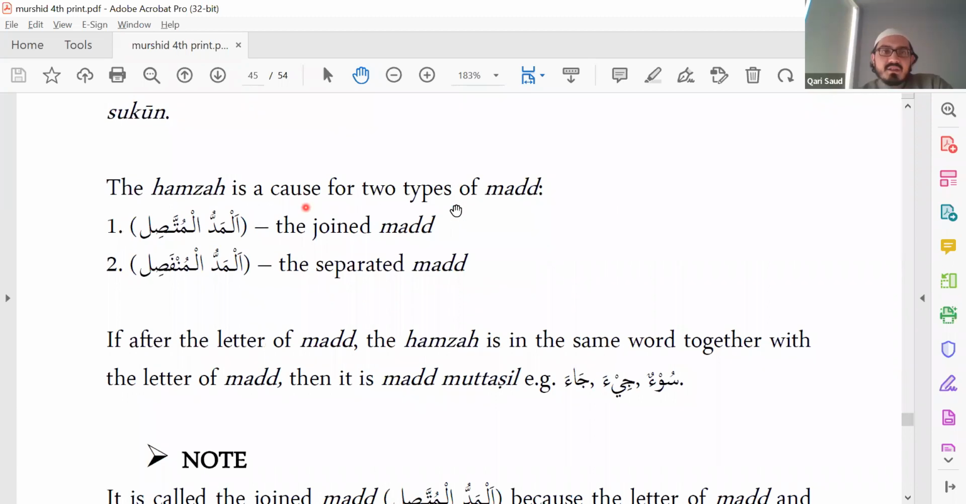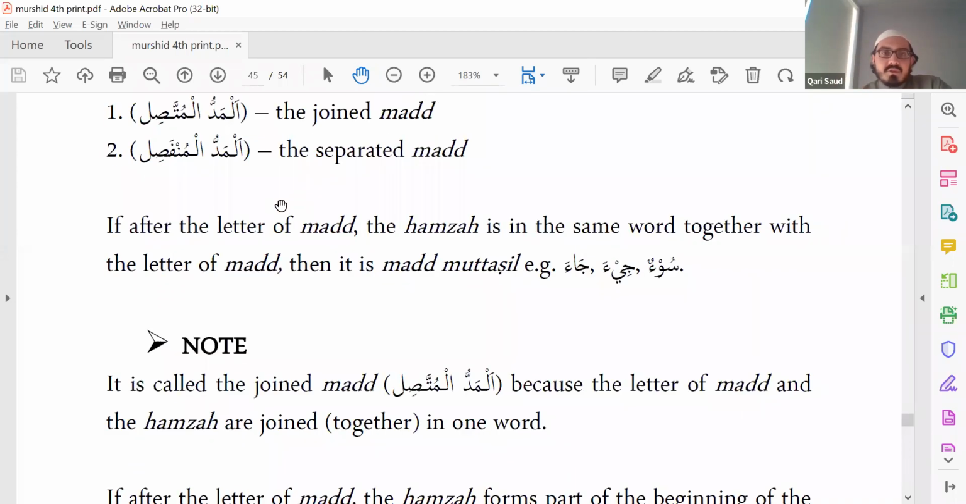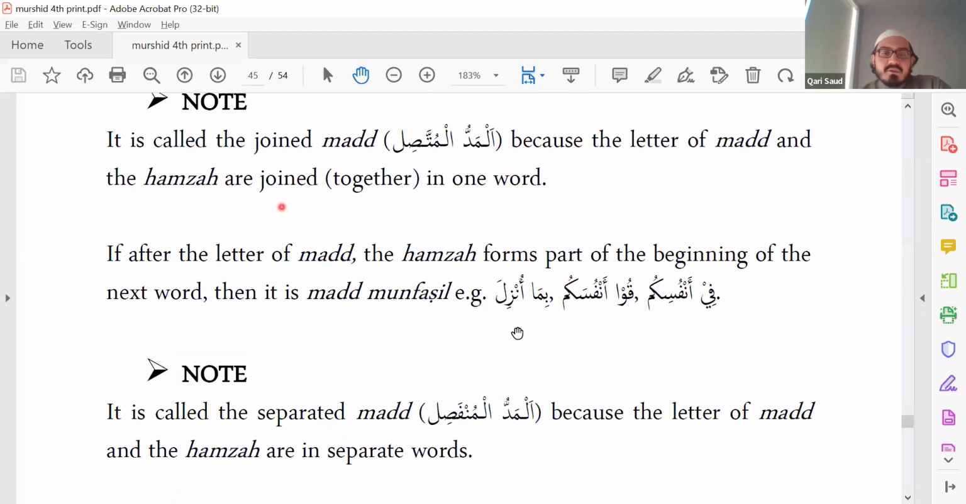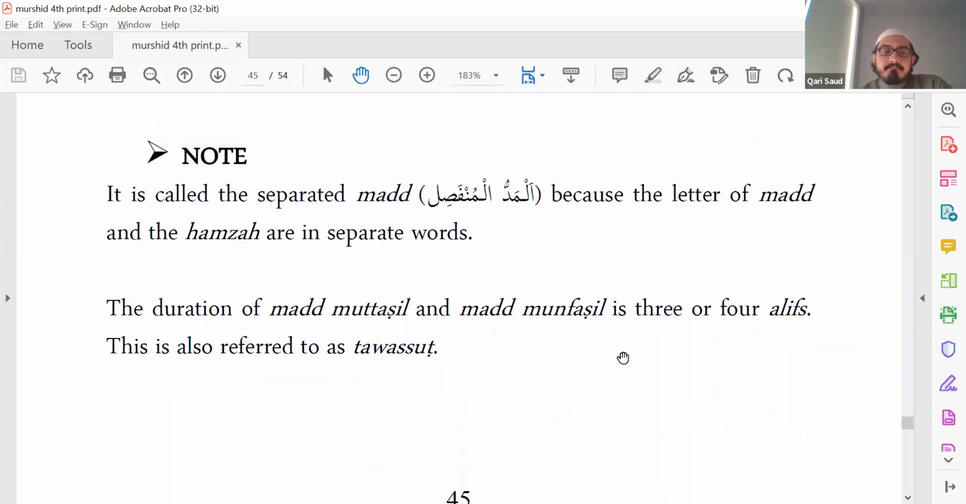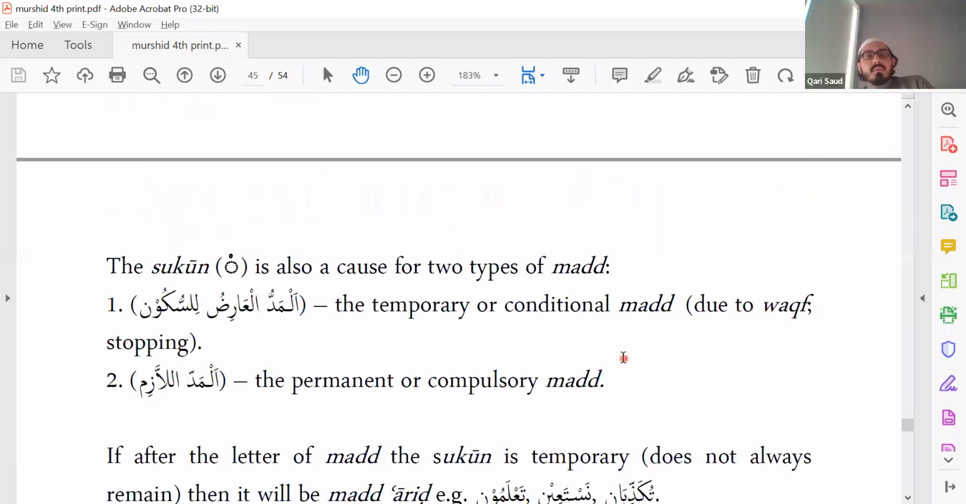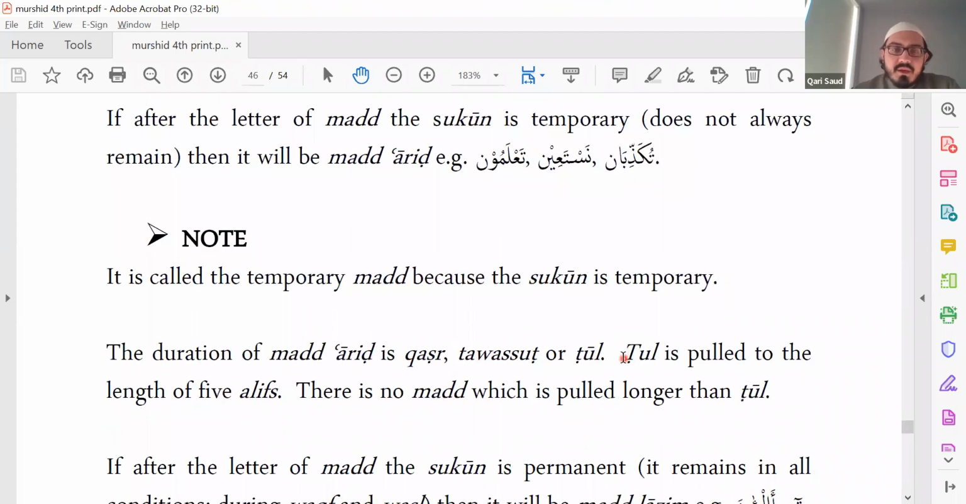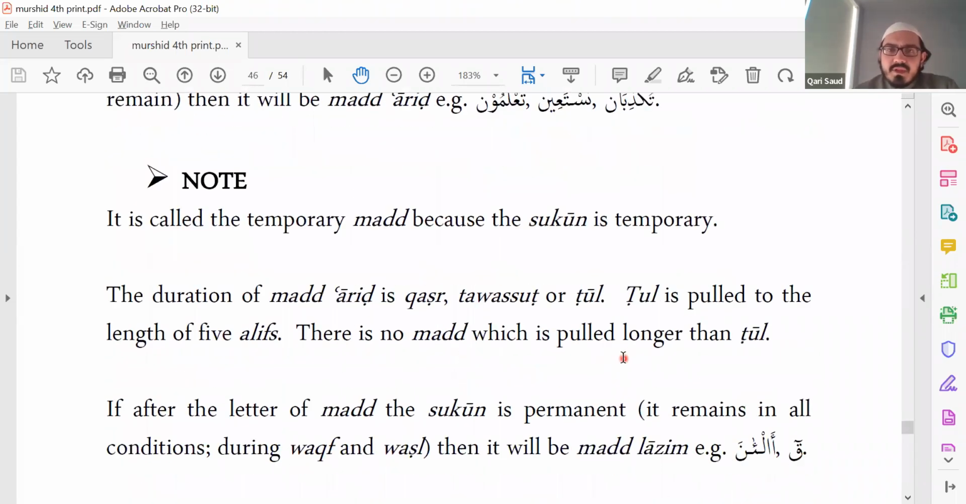So mad muttasil is in 1 word, for example ja'a, ji'a, and su'un. And munfasil is in 2 words. For example here, bima 1 word, unzila 2nd word, hu 1 word, anfusakum 2nd word, and so on. Okay, I understand. Jazakallah. Now, let's move on here, inshallah. So we stop here.